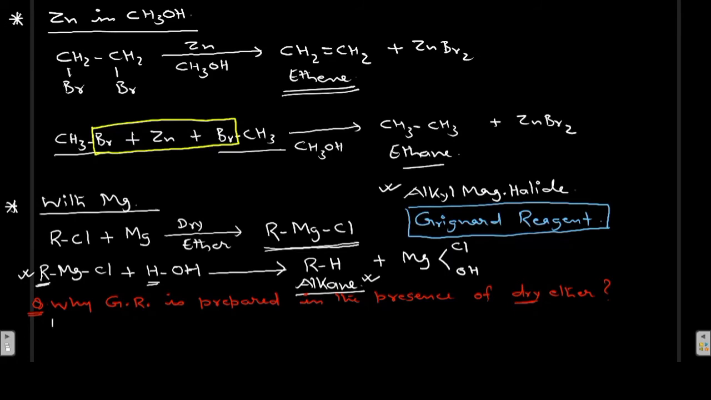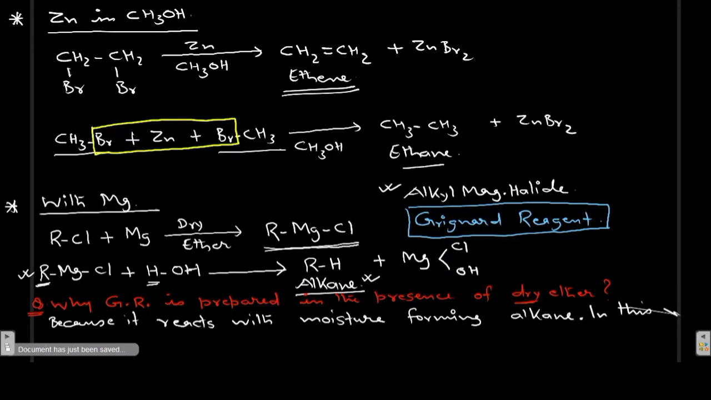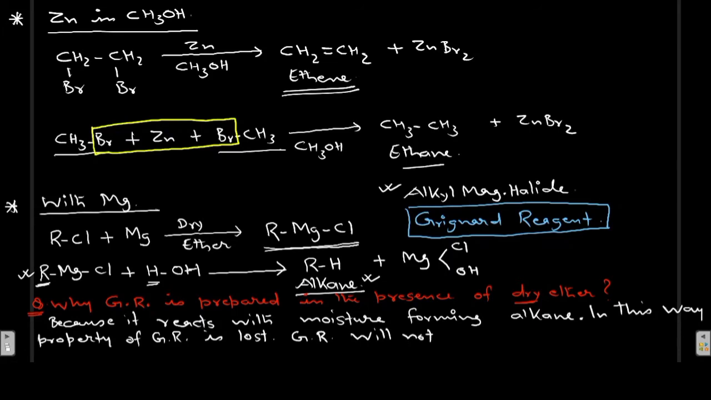So the answer is: because it reacts with moisture, forming alkane. In this way, the property of Grignard reagent is lost. Or, ether is used because Grignard reagent will not react with dry ether.